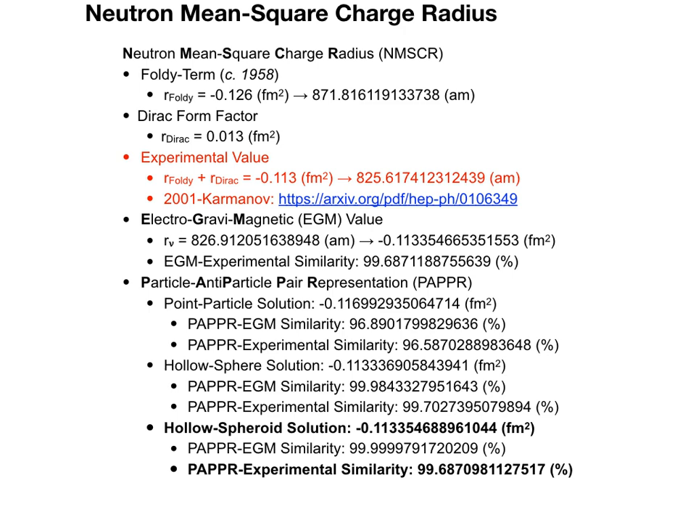By inspection of the results appearing on screen, we can see that the PAPPR model fits the EGM construct and experimental observation extremely well, with the hollow spheroid solution denoting the best overall fit. Okay, let's now summarise what we have learned.